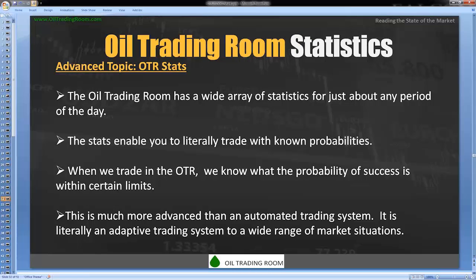The oil trading room has a wide array of statistics for just about any period of the day. The stats enable you to literally trade with known probabilities. When we trade in the oil trading room, we know what the probability of success is within certain limits. This is much more advanced than an automated trading system, as I discussed earlier, because it's adaptive. And so you don't have to worry about it failing. An automated trading system is always faking you out and it'll fail on you, right? This is an adaptive trading system to a wide range of market situations.